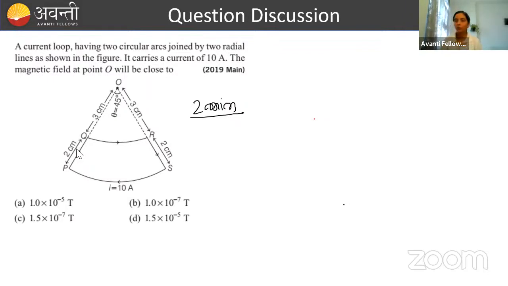ठीक है? चलो, answers please. You have to calculate magnetic field at the point O. What is the structure given here? Structure looks something like this, ना? कुछ ऐसा है.